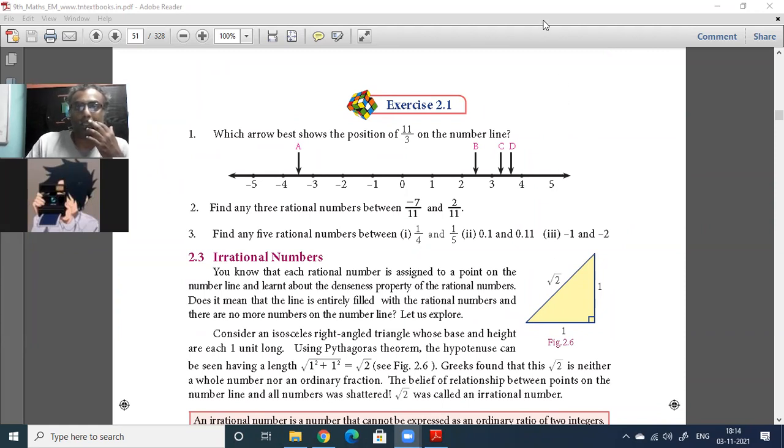Which arrow best shows the position of 11 by 3 on the number line? A, B, C, or D? Which one? 11 by 3. First, convert it into a proper fraction. It's an improper fraction. Convert it into a proper fraction. What is the proper fraction for 11 by 3? Somebody tell me.